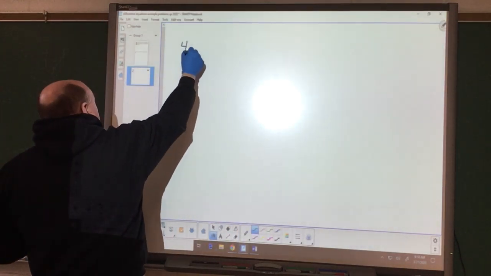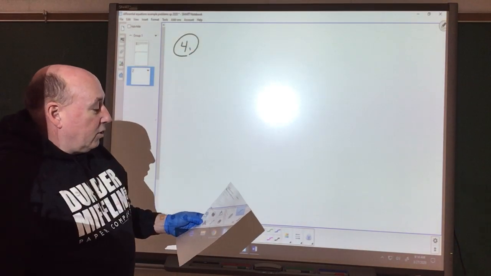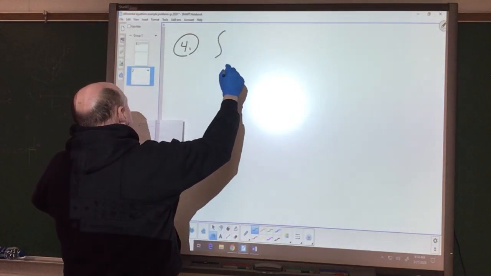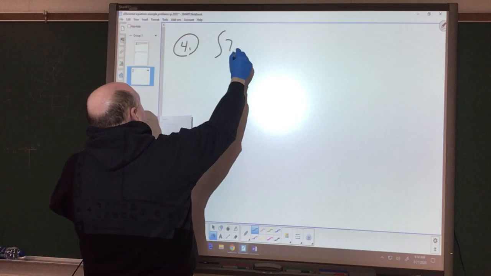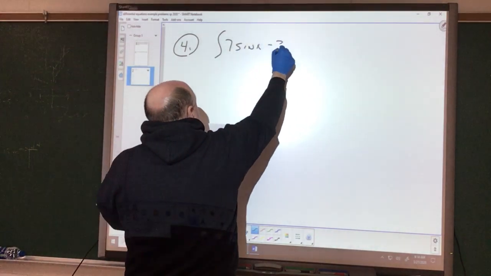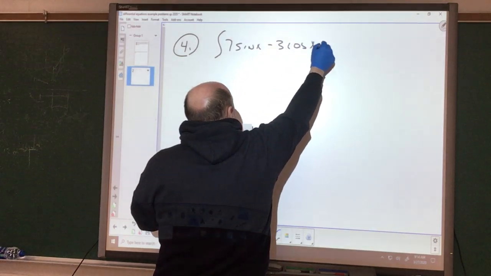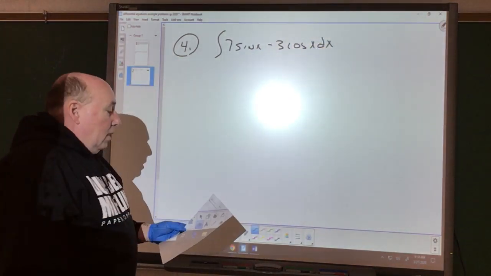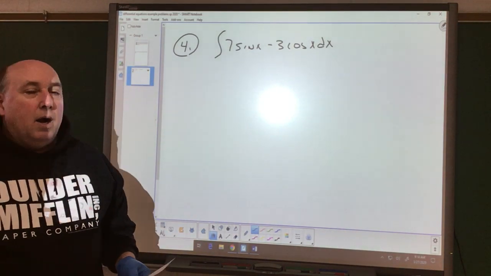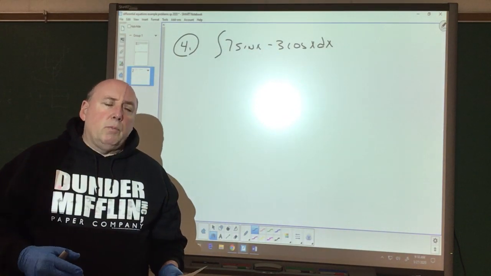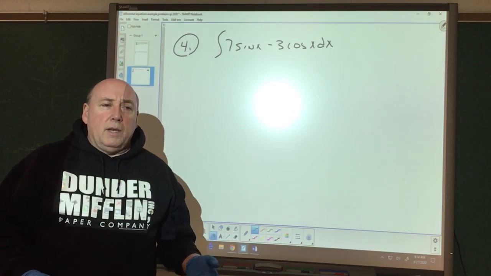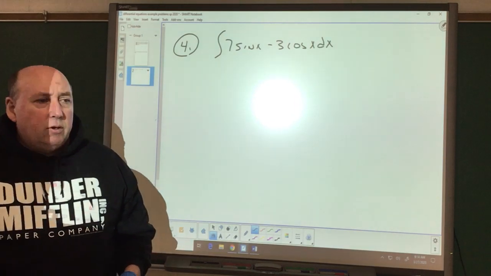Since we always love our trig values, we have the antiderivative or integral of 7 sine of x minus 3 cosine of x dx. Now, we will take the integral of each individual part here. And once again, these are things you're going to put to memorization: what are some indefinite integrals or antiderivatives for certain functions.